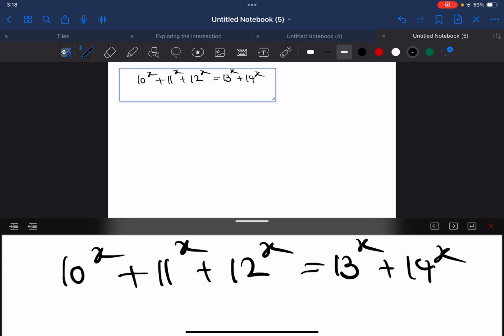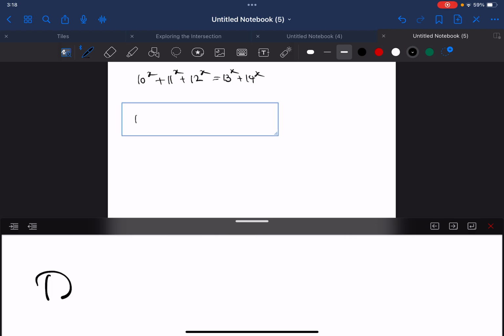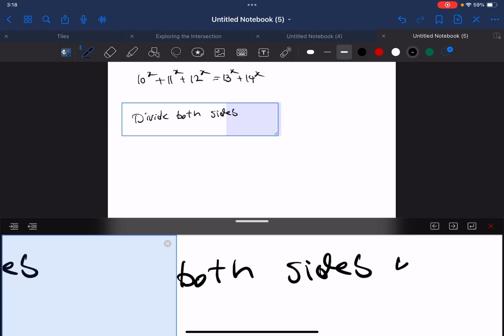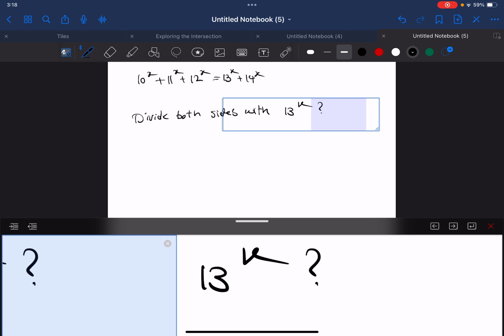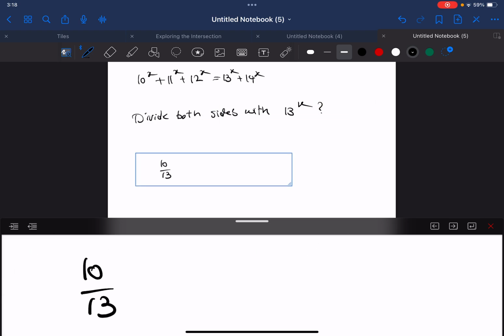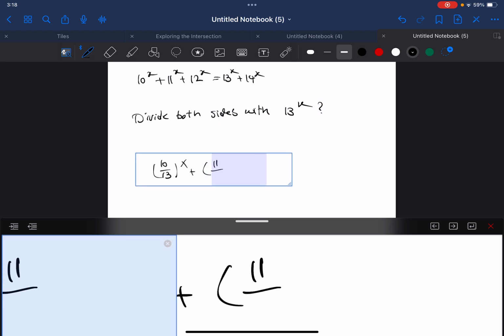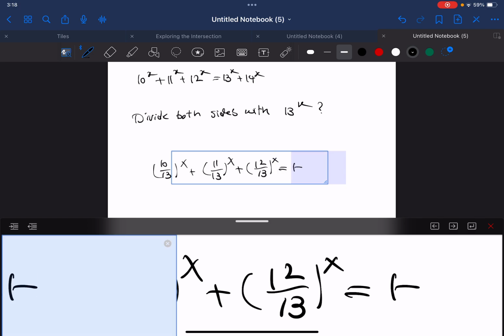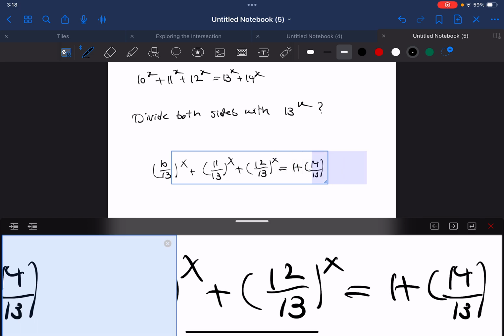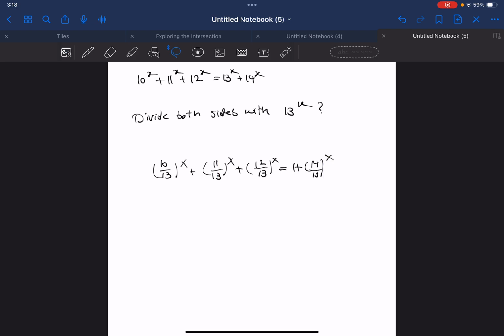So both sides are increasing, but what if I divide both sides by 13 to the power x? What do I get in that situation? I would get 10 over 13 to the power x plus 11 over 13 to the power x plus 12 over 13 to the power x is equal to 1 plus 14 divided by 13 to the power x, right? I have this equation here.